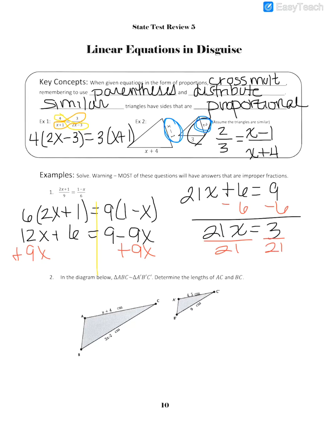And then here we've got to be really careful because the answer is 1/7. A lot of people see that and they think 7, but the 3 is smaller and it's on top. So it's 1/7. All right, let's try number 2.